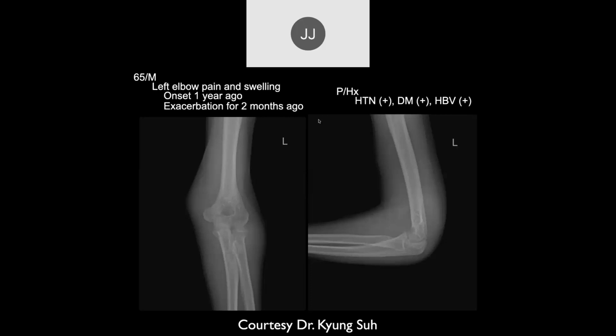All right, so we have a 65-year-old with left elbow pain and swelling, onset 1 year ago, exacerbation 2 months ago. Hep B positive, diabetic, hypertension.